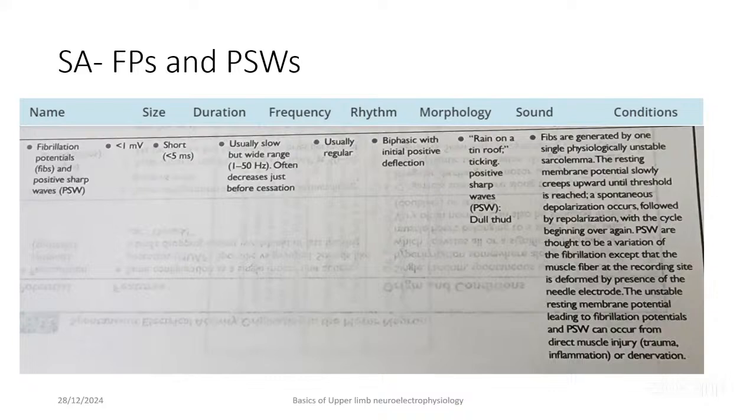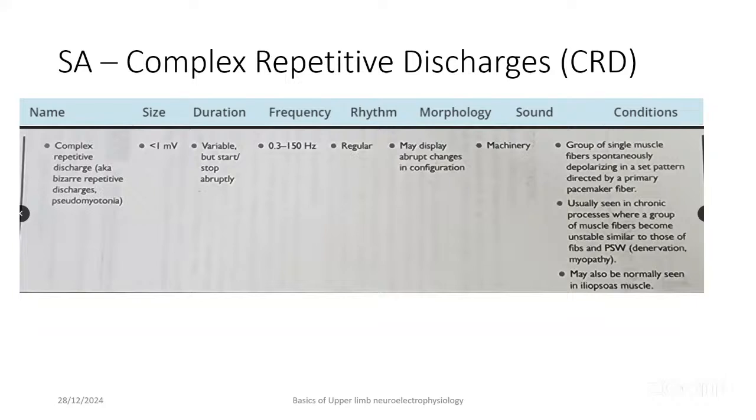Whereas positive sharp waves are thought to be a variation of the fibrillation, except that the muscle fiber at the recording site is deformed by the presence of the needle electrode. So the two have different pathophysiology. The unstable resting membrane potential leading to fibrillation potentials and positive sharp waves can occur from direct muscle injury like trauma, inflammation, or denervation. So both in myopathies and neuropathies, you can encounter both these activities.